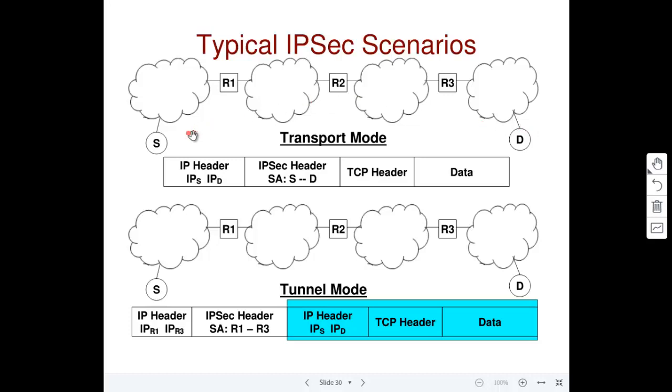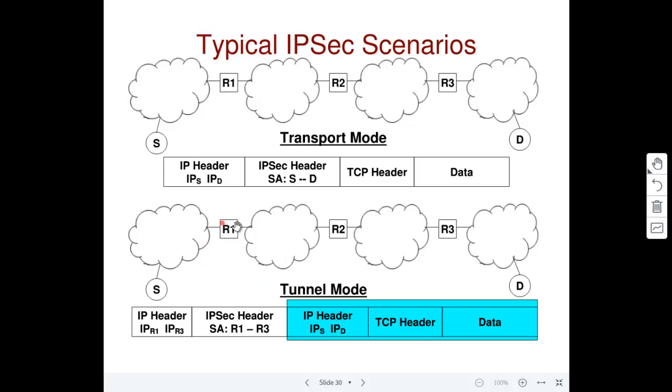So this is assuming the end hosts can themselves establish a security association and take care of handling IPSec. But not all end hosts will be able to do that. So if the end host can do that, it's called the transport mode. Now, as I said, not all end hosts will be able to do that.